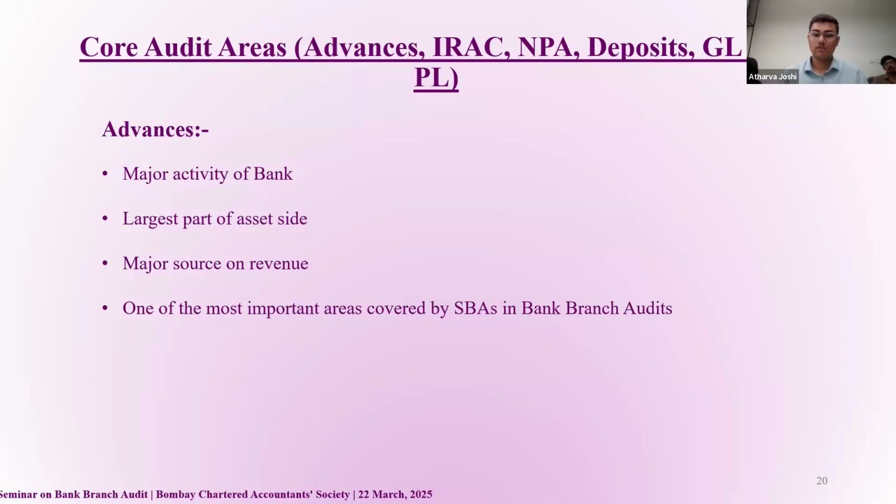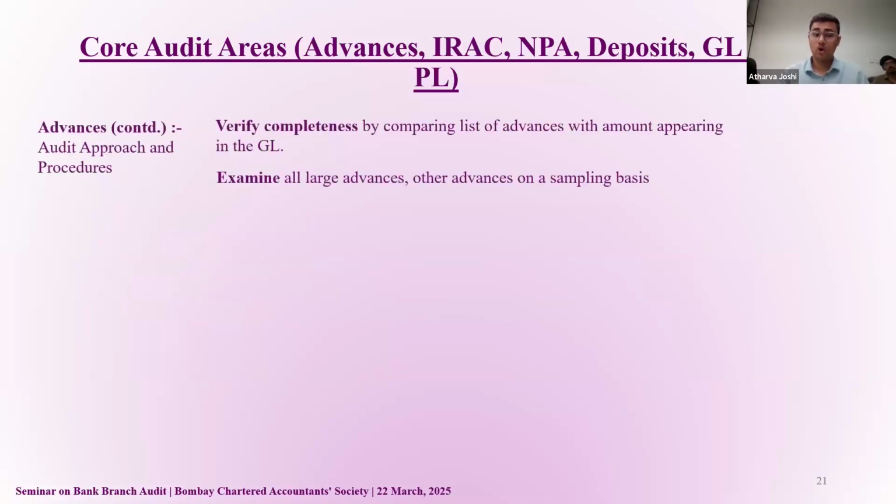Audit of advances is one of the most important areas to be covered by statutory branch auditors in a bank branch audit. As a statutory branch auditor, we should be aware of various financial areas such as procedures, processes, credit approvals, the CBS system, and prevailing internal controls which concern advances. So let us now move towards the audit approach and audit procedure while we perform the audit of advances.